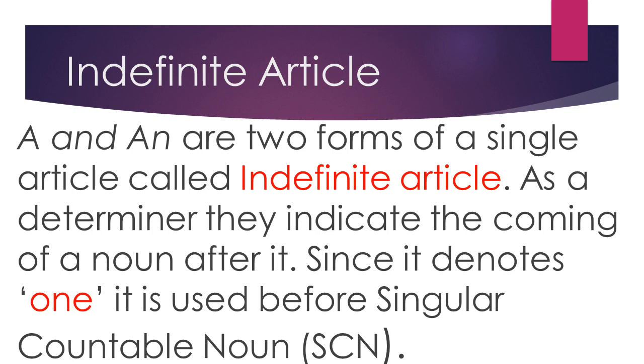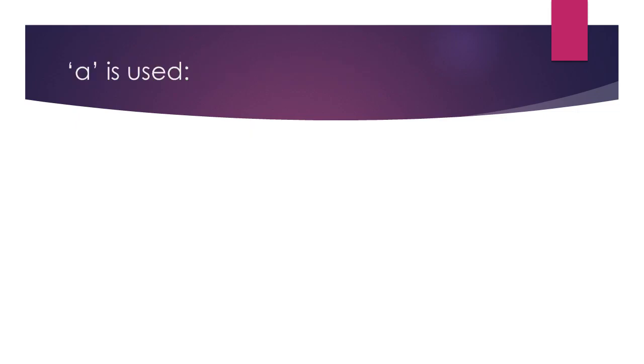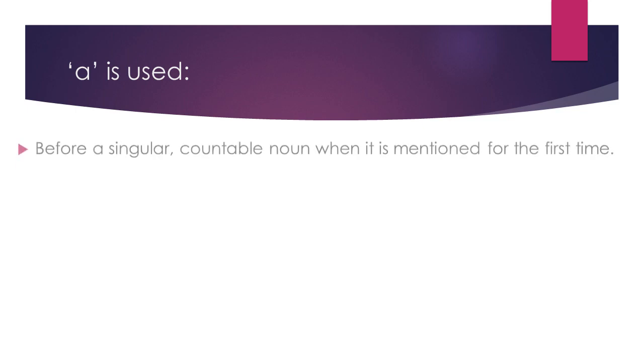As a determiner, they indicate the coming of a noun after it. Since it denotes one, it is used before singular countable noun. Means indefinite article is always used before singular countable noun, and that is only a or an. Now where do we use a? Which rules govern over a?